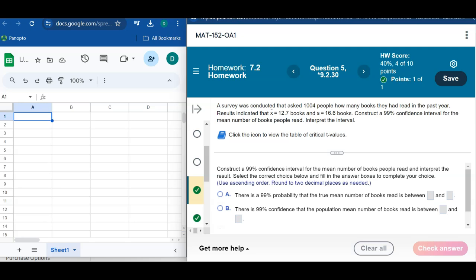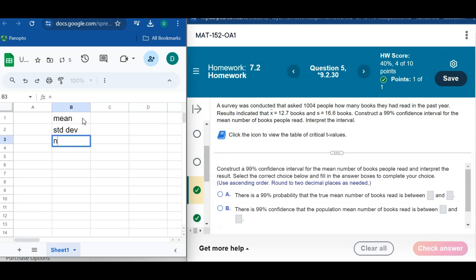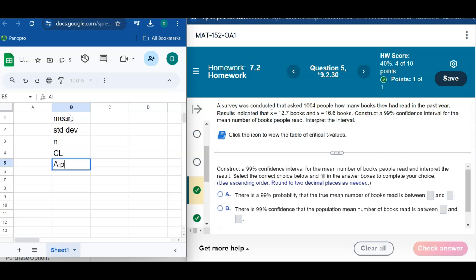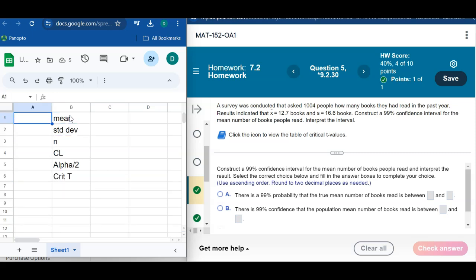Okay, again, I like to label things. You don't have to label these, but it just helps keep things straight. These spreadsheets have to be blank for the final exam. So I would label the things that I'm going to need here. I need a sample mean, my sample standard deviation, my sample size, which is n, my confidence level, alpha over 2 because it's a confidence interval, and then my critical t.